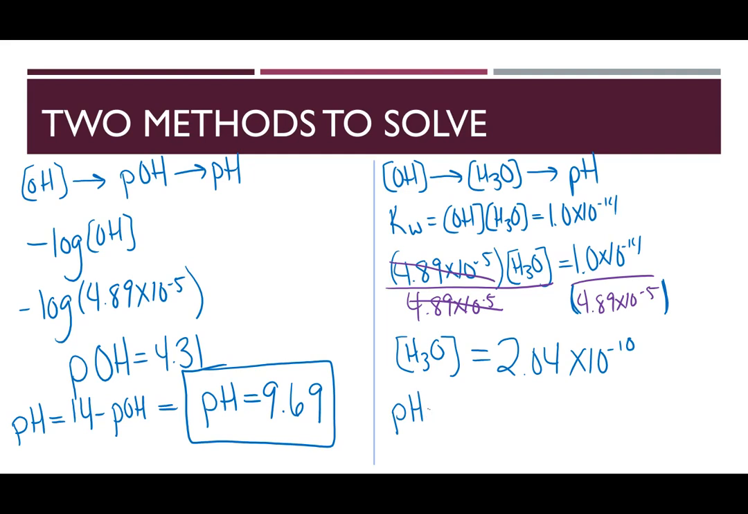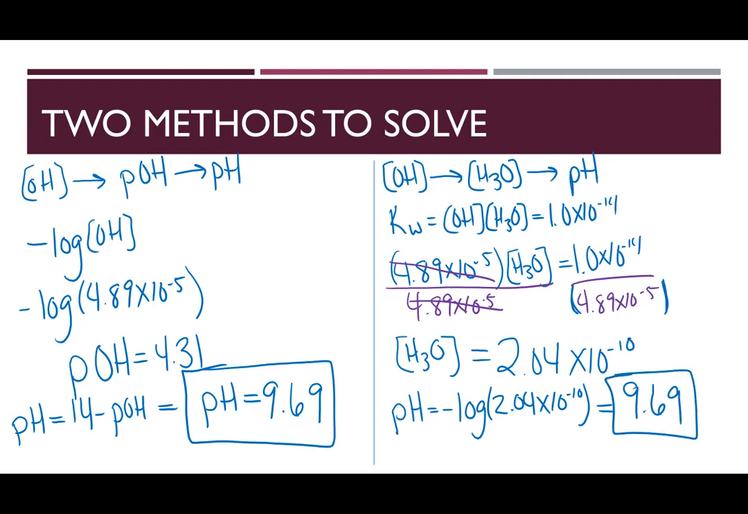And then pH is just negative log of that. So negative log equals, and we get the same thing. So two ways to solve it. I don't care which way you choose. Find the path that works best for you. But we see that we get the same answer.